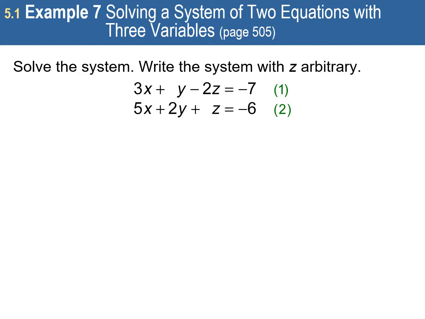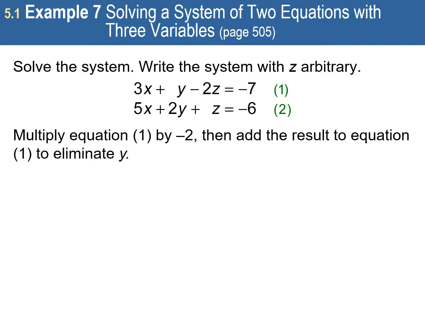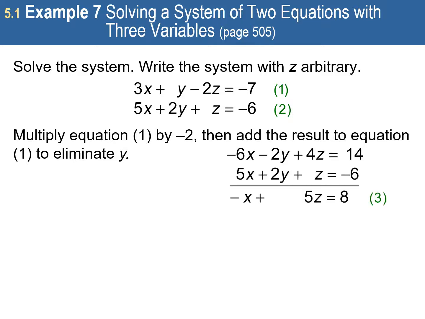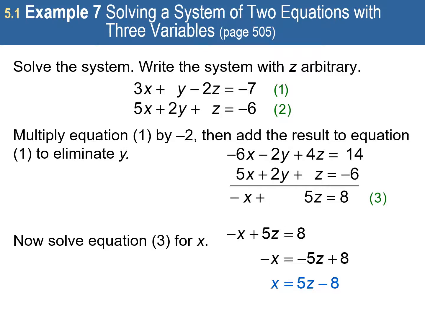Now, solve a system with an arbitrary z in there. So we're going to want to multiply equation 1 by negative 2 and add it to equation 1. And that gives us negative x plus 5z is equal to 8. And now solve equation 3 for x. So x is 5z minus 8.